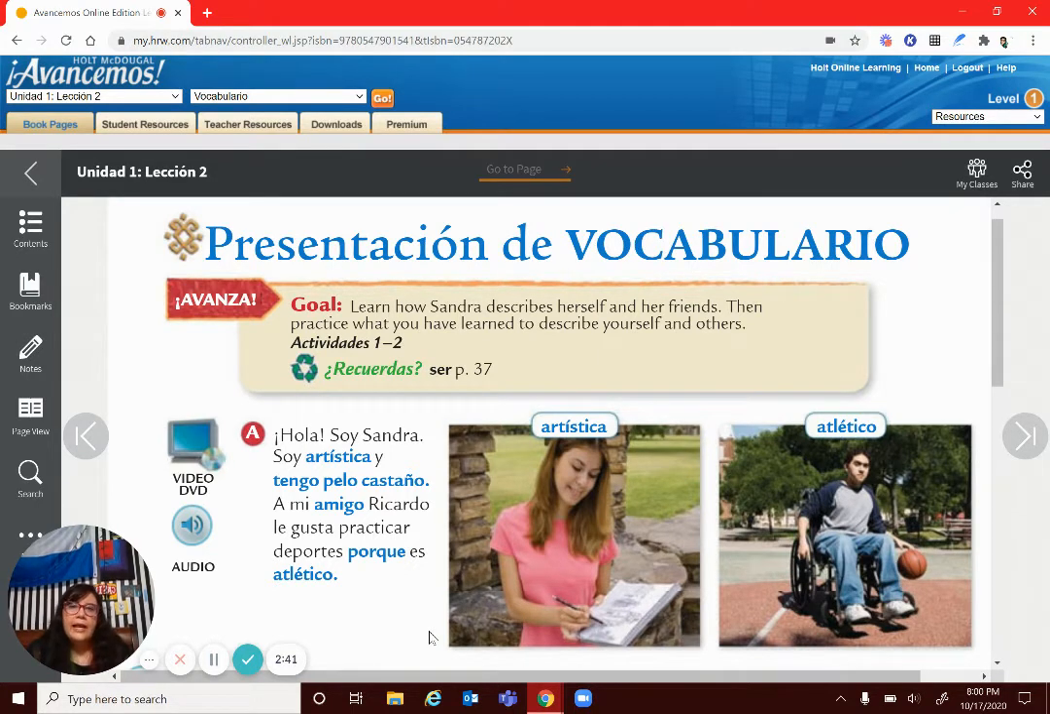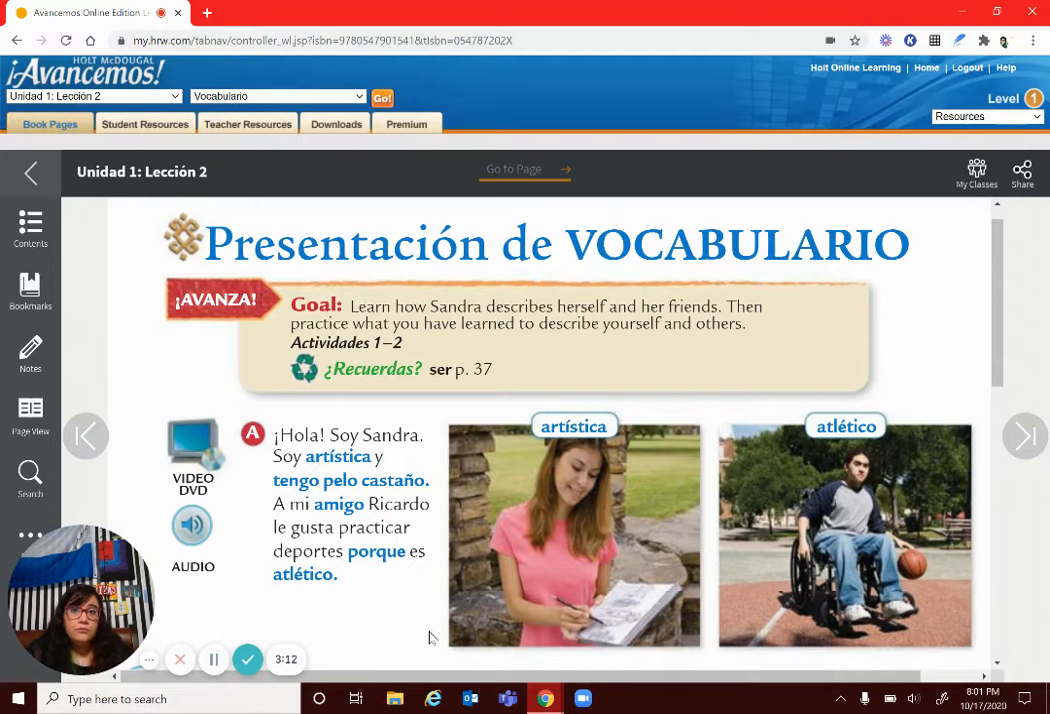We'll start at the top and unpack. She says, Soy, I am, artística, or artistic. You can see her drawing on her sketch pad in the first picture. Tengo pelo castaño means she has dark hair. It's not blonde, and it's like a light brown, but she means she's brunette. She's not blonde. She's not a redhead. She has brunette or brown hair. So tengo is I have. Pelo is hair. Castaño means brunette, which is what we know as brown hair or dark hair, both of them.